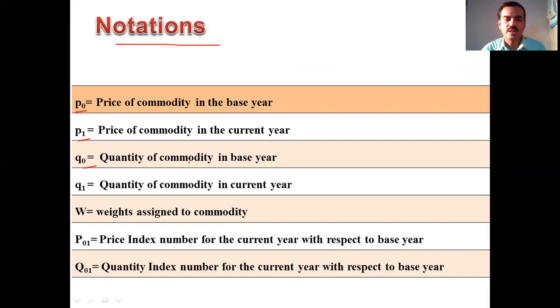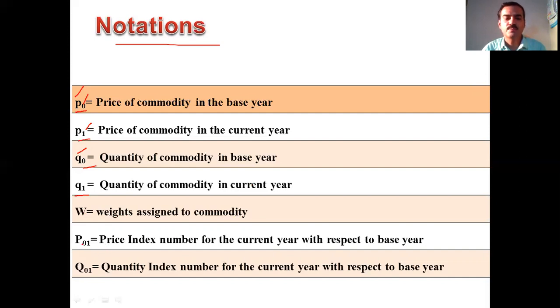Q naught is quantity of the commodity in the base year. Q1 equals quantity of the commodity in the current year. So by seeing this notation, it is very clear that P is used for price, Q is used for quantity, 0 is used for base year, 1 is used for current year, and weights equals weights assigned to the commodity. Next, P01.